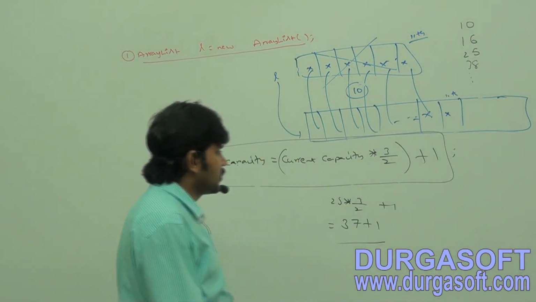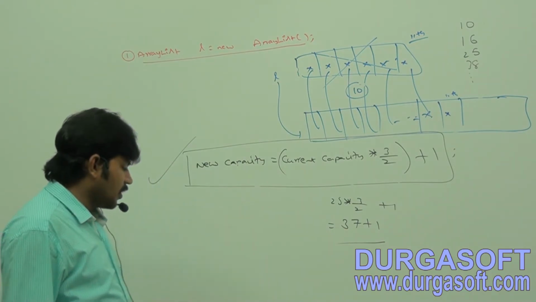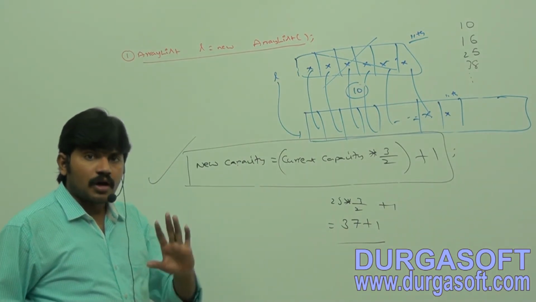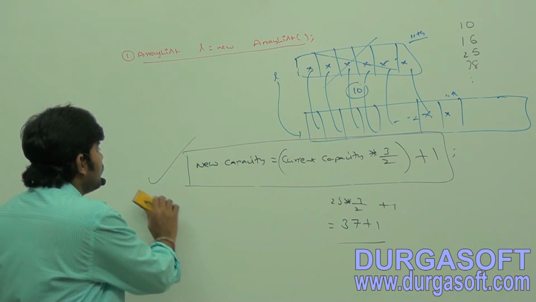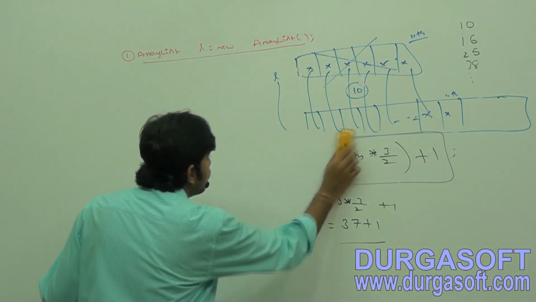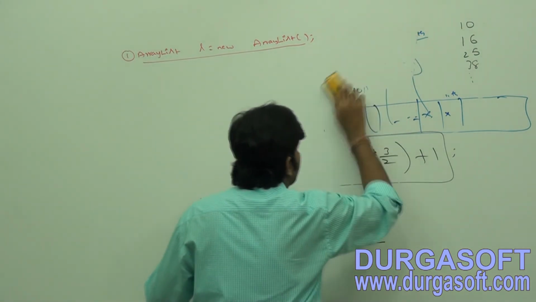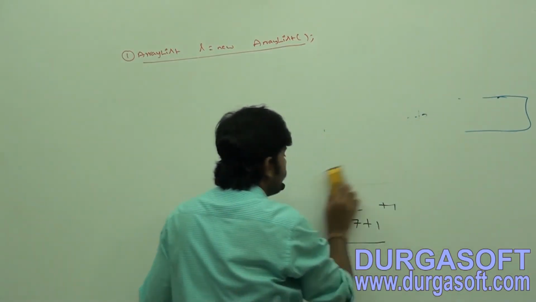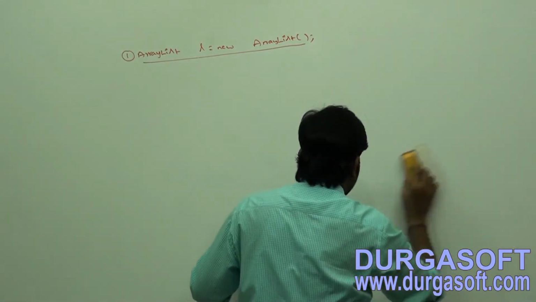Better to highlight this formula within the box, right? Okay, that's all. So how the increment is happening is nothing but this rule, which you should be clearly aware of, right? Okay, now the second one here, the second constructor.